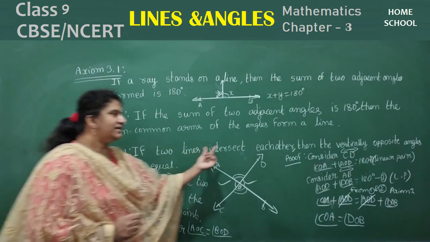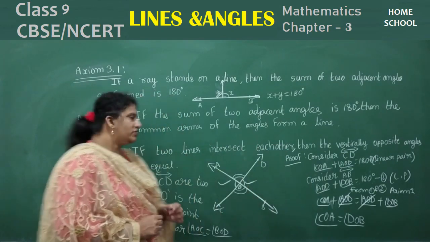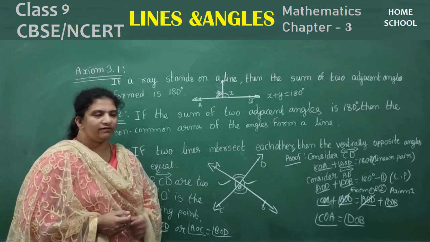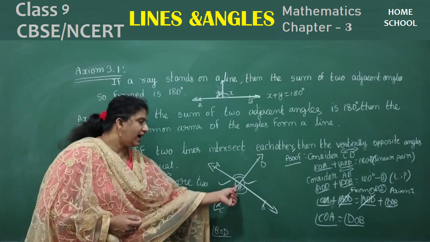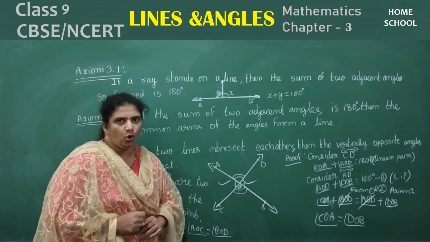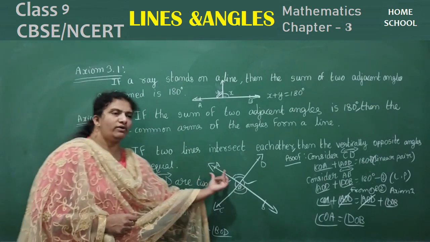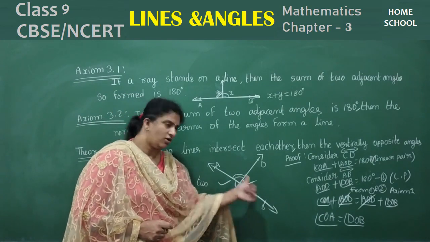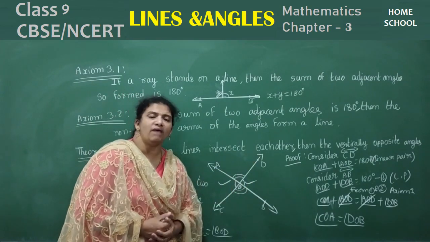Once again, look at the theorem, children, a very tiny theorem. If two lines intersect each other, then the vertically opposite angles are equal. You need to prove it. What did they give? They have given two lines, AB and CD, intersecting at a point O. Prove that. You can take any one pair and prove it: this angle is equal to this, or this angle equal to this.